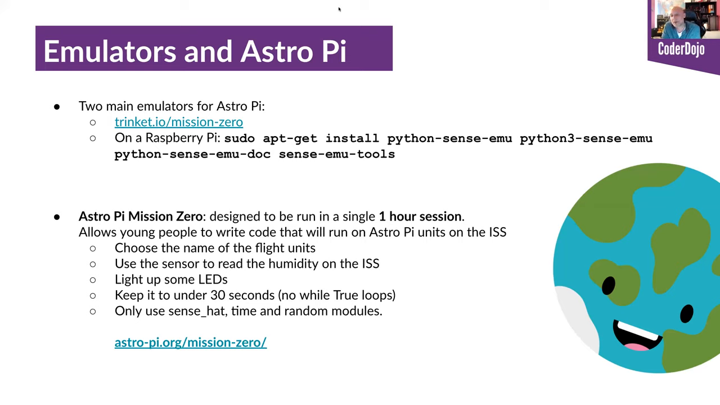So we developed two emulators. One of them runs online, using a browser, and that's available at trinket.io/mission0. So you can all open up another tab now if you want and go ahead to that. You can even code along with me. The other one is an emulator that runs on the Raspberry Pi, and I've just thrown in the install instructions there, but you can go ahead and look those up on the project site. If you just Google SenseHat emulator Raspberry Pi, you'll find the blog post that tells you how to install it.